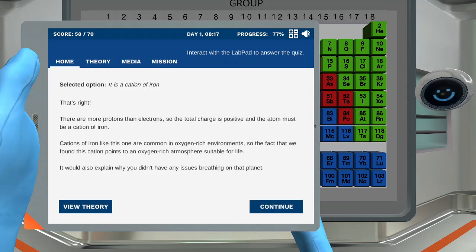That's right. There are more protons than electrons, so the total charge is positive and the atom must be a cation of iron. Cations of iron like this one are common in oxygen-rich environments, so the fact that we found this cation points to an oxygen-rich atmosphere suitable for life. It would also explain why you didn't have any issues breathing on that planet.